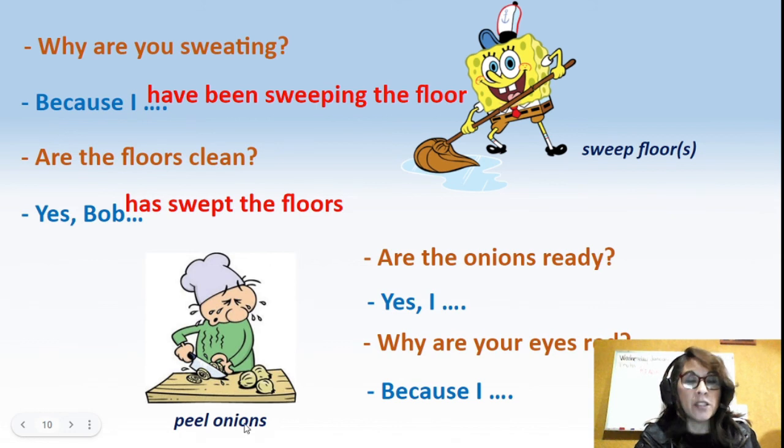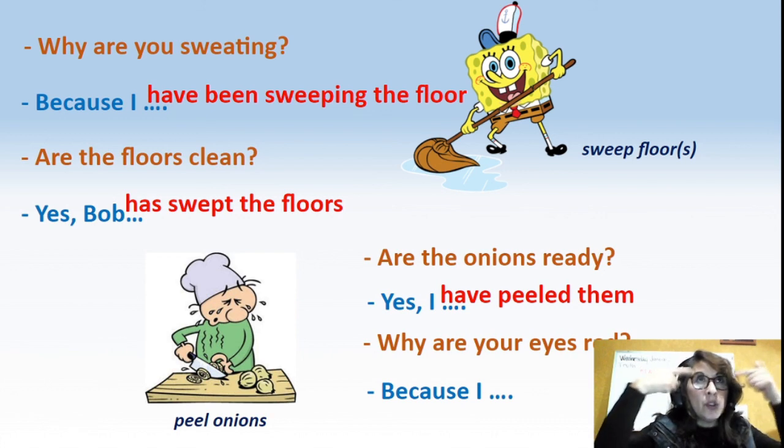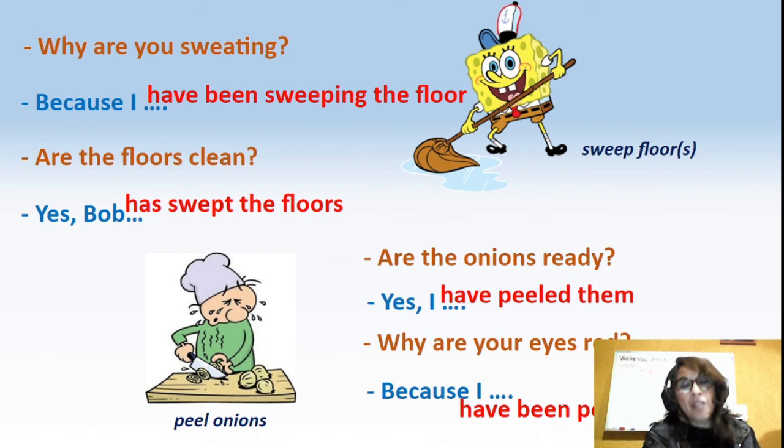Peel onions. These are the words that we are going to use. Are the onions ready? Yes. I have peeled them. Why are your eyes red? What is the reason? Because your eyes are red. Because I have been peeling the onions. Can you see the difference?